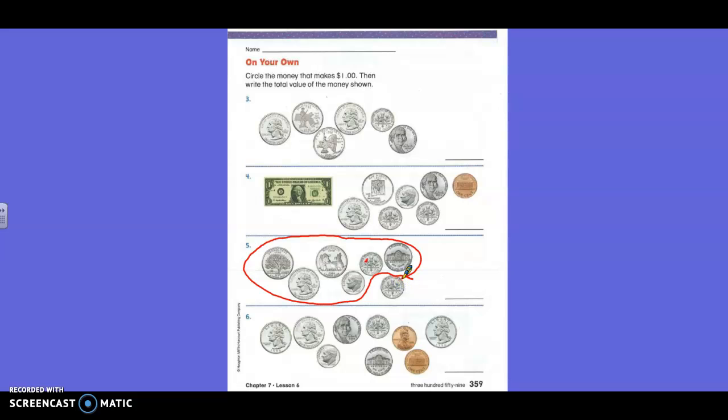Okay? Now what do I have left over? A dime. How much is a dime? 10 cents, right? So what am I going to write? $1, decimal point, 10 cents. Does that make sense? What you're supposed to do now is circle the dollar, all the coins that make $1, and then you look at what's left over for your change. Got it? Yep. Okay. There you go.